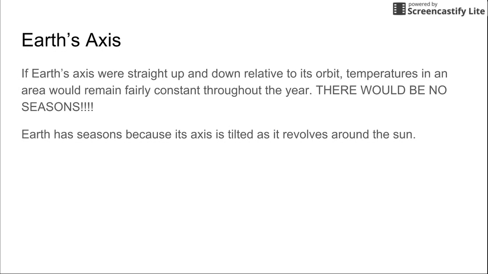If the Earth's axis were straight up and down relative to its orbit, temperatures in an area would remain fairly constant throughout the year, and there would be no such thing as seasons. So, Earth has seasons because its axis is tilted as it revolves around the sun. Last week we talked about revolution being the reason for the seasons, but the axis also has a big role in that, in the way it is tilted.